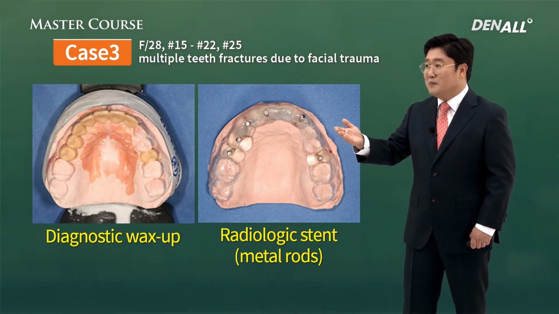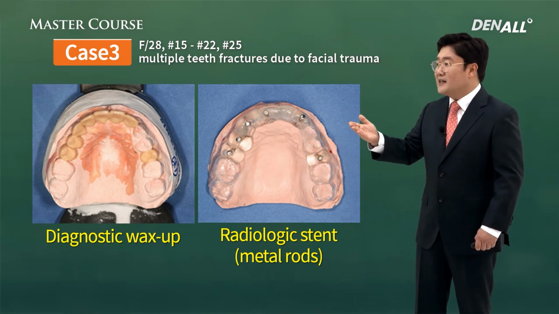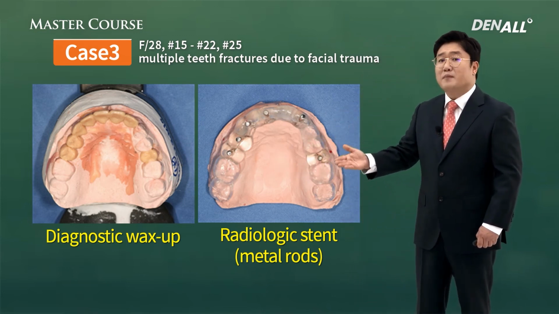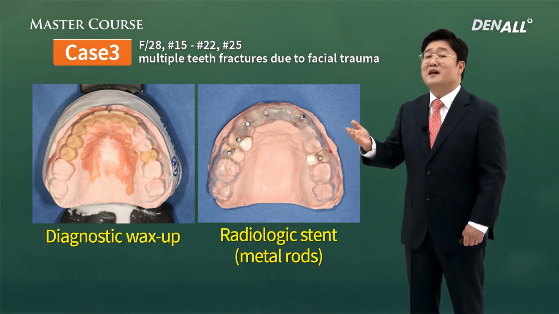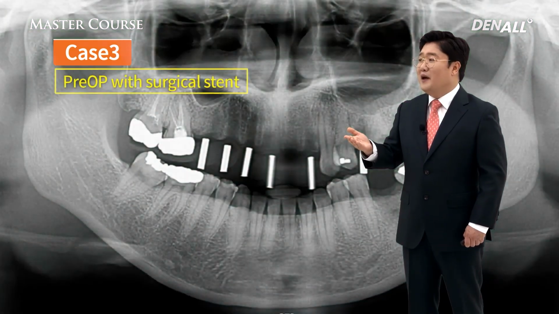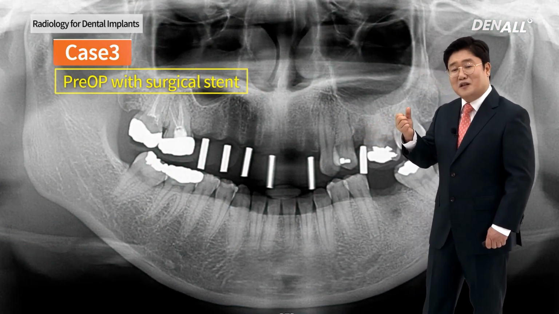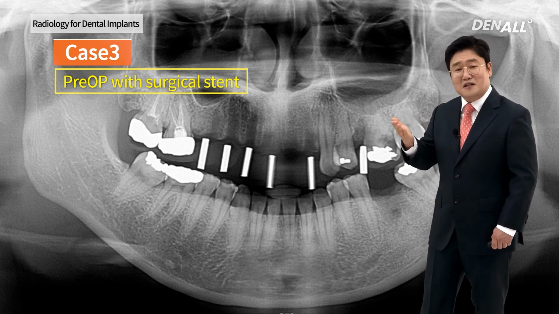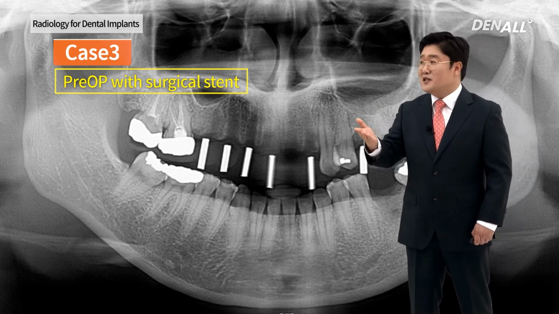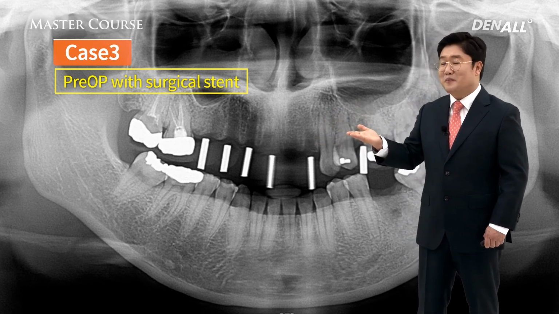We insert metal rods. 1, 2, 3, 4, 5, 6. 6 rods are seen here. At these positions, implants will be placed. After that, radiologic template or stent or guide is removed, and it is delivered to the patient mouth, and panorama is taken.